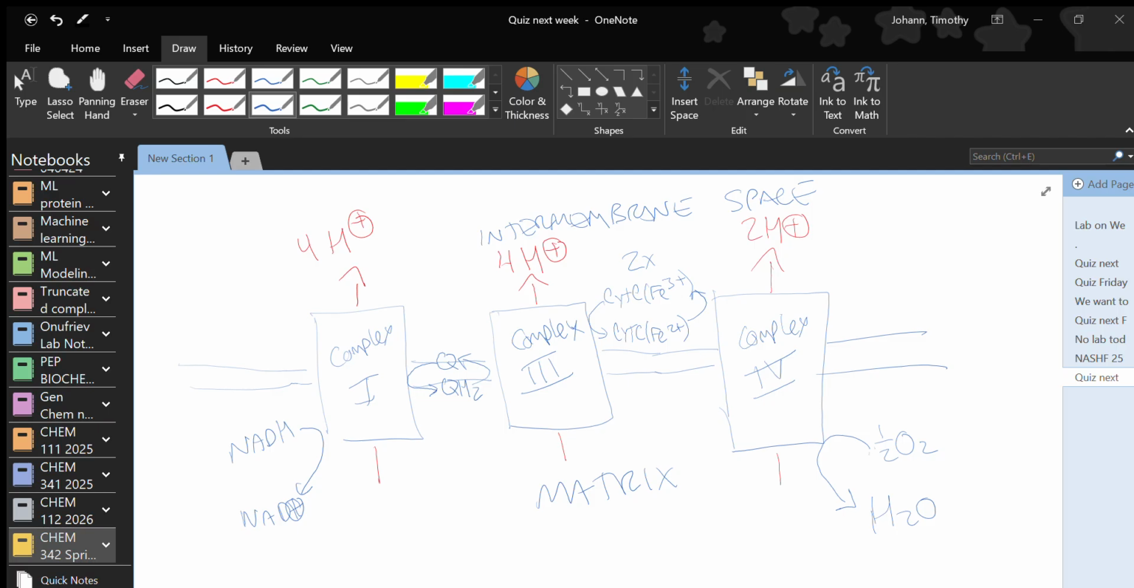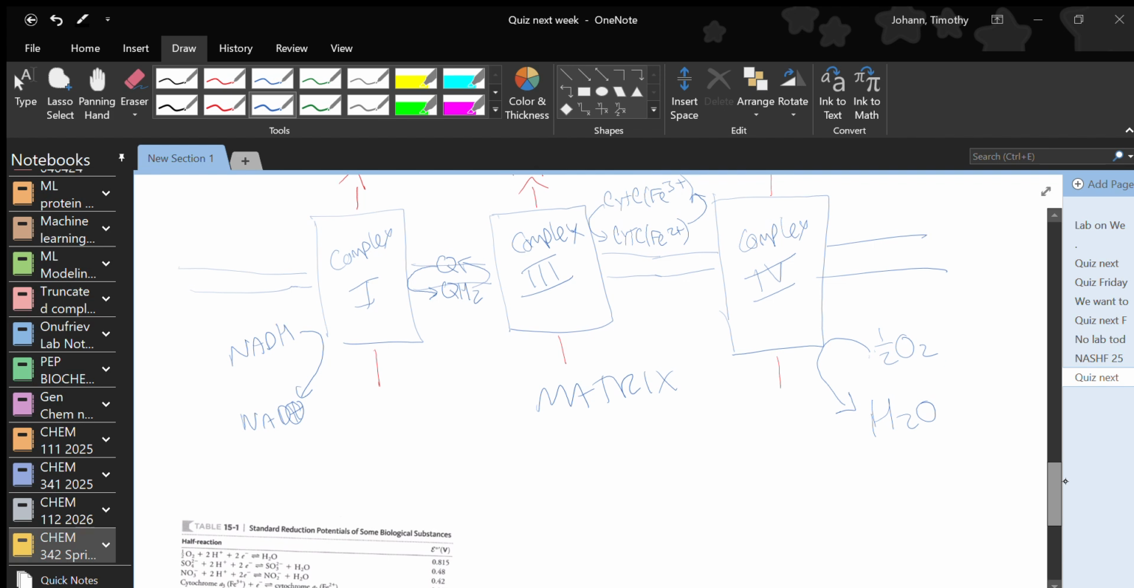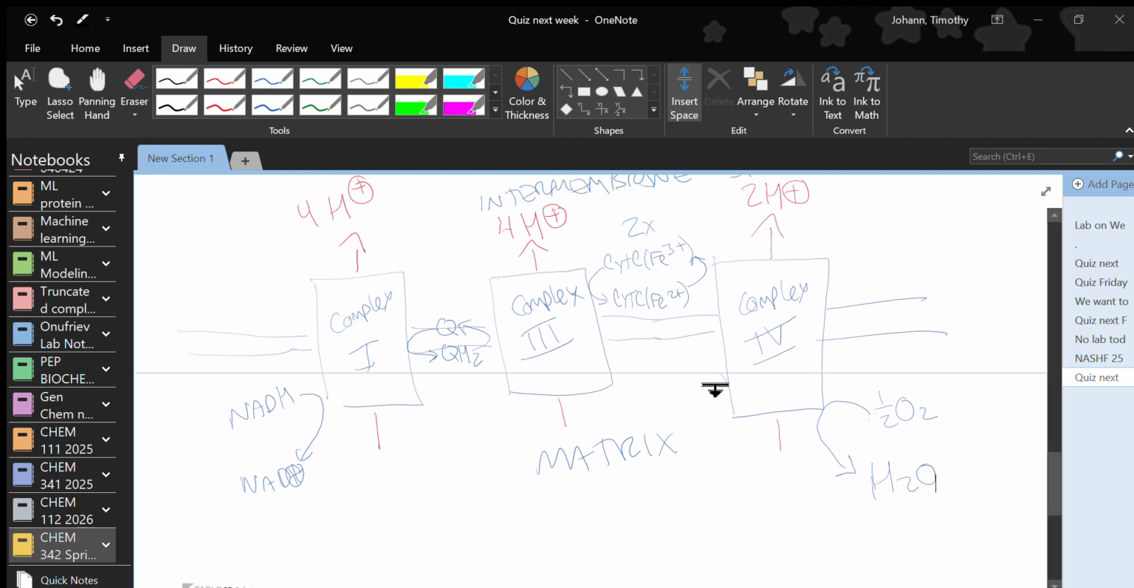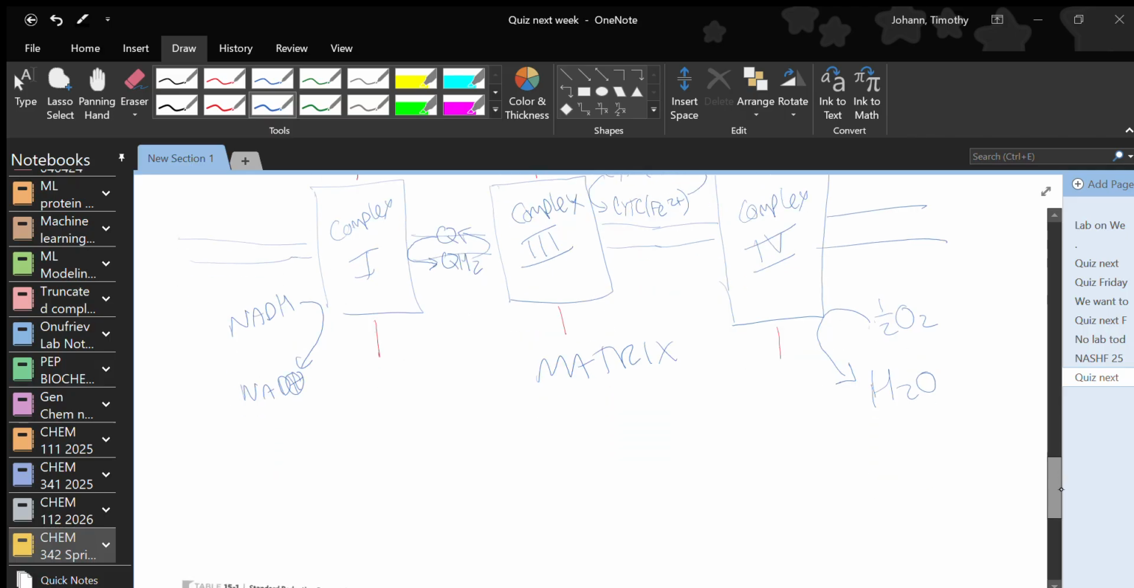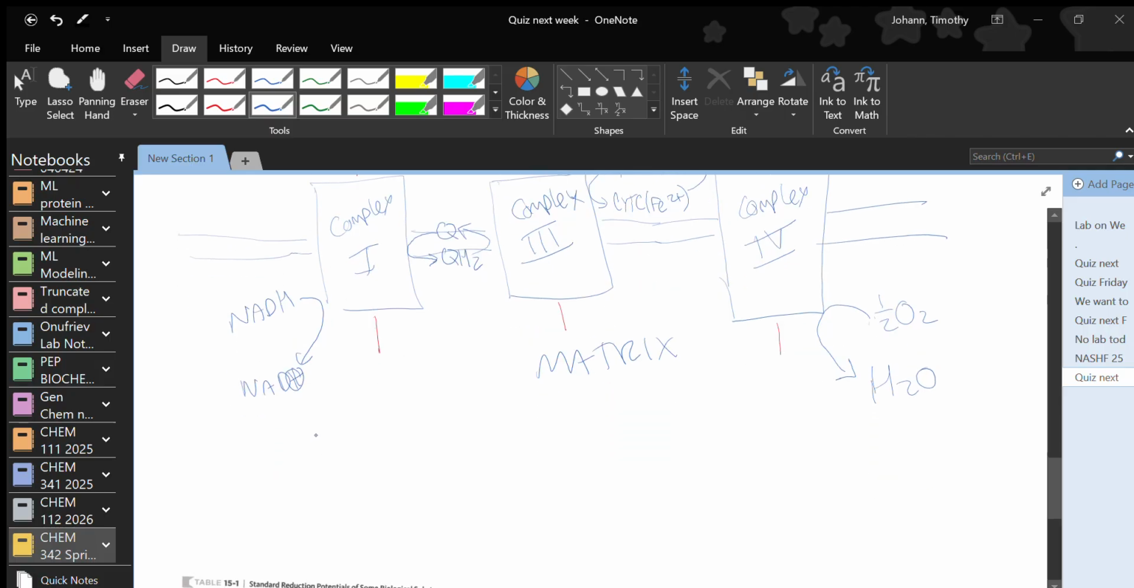But when we think about the protons pumped here, this is something that can explain why we have the PO ratios we have for NADH and ubiquinol. All right, so if we think about NADH, the PO ratio is going to be 2.5, right? We get 2.5 ATP out of it. And if we think about ubiquinol, the PO ratio is going to be 1.5.